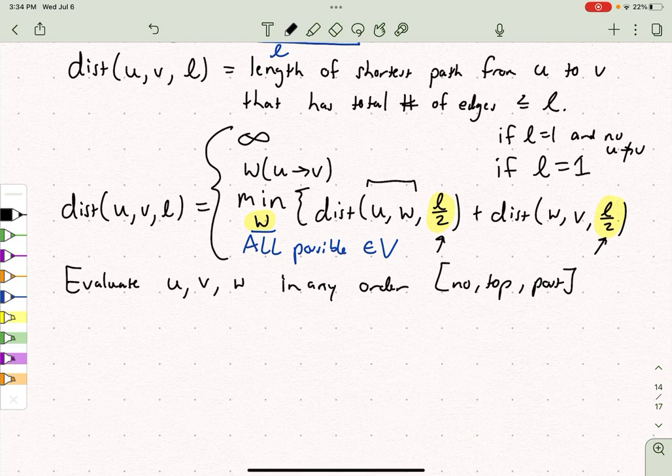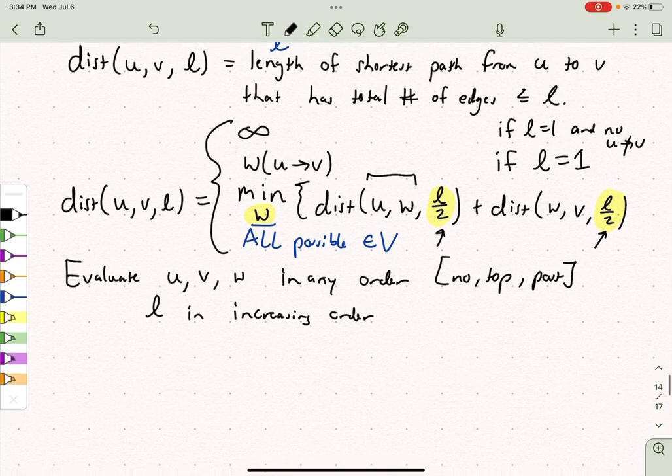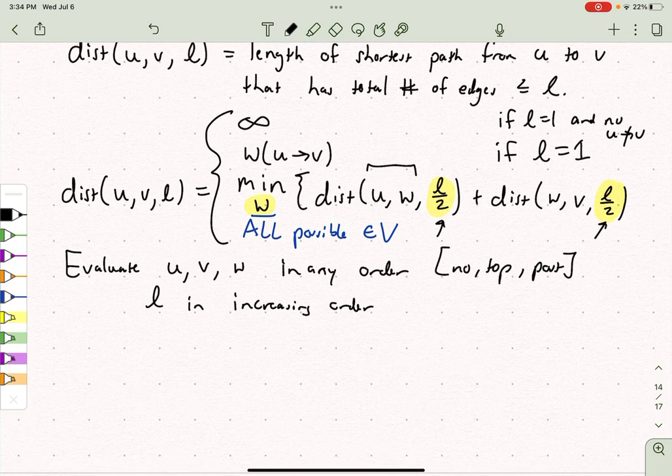But we do need to evaluate L in increasing order, because for any pair u, v, L, it depends on smaller values of L. So that's the key thing there. So the evaluation order isn't too bad because we have all that freedom, but the downside with all the freedom is this loop is huge.